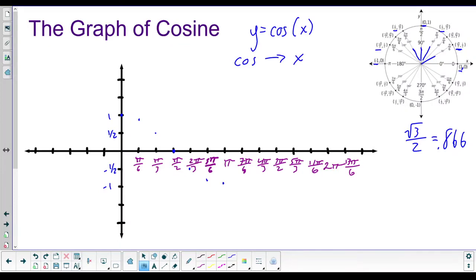There we go. Then you can probably tell this is going to just curve back up. So we're going to go negative 0.866 again, negative a half, 0. Now positive a half, positive 0.866, and back to 1. So here is our cosine graph. Let me see if I can draw straight through all these.